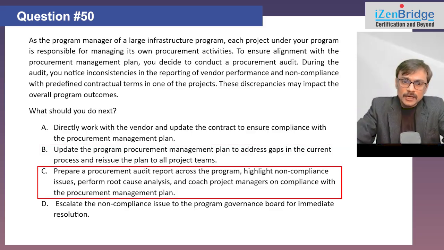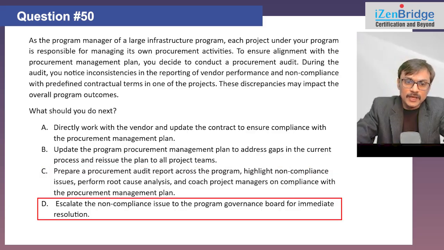Option C, prepare a procurement audit report across the program, highlight non-compliance issues, perform root cause analysis, and coach the project manager on compliance with the procurement management plan. Yes, yeah. So say when something goes wrong, I should be doing this kind of activity. I need to focus on lessons learned. I need to record this thing as a lesson learned. And I need to make sure these lessons are learned for the other projects as well. So I need to do that activity for sure. And working with the project manager to fix this compliance gap is also a good idea.